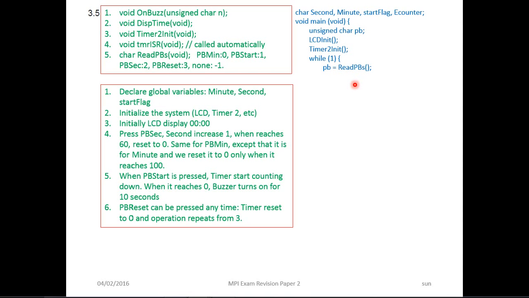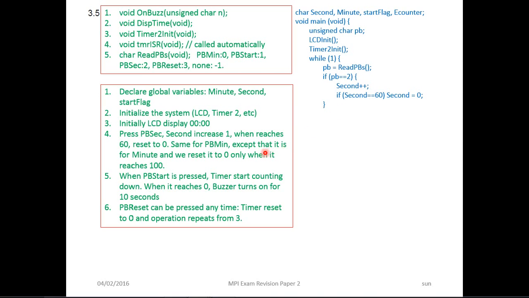We will then see if PB set is pressed. This is done by checking if the return value is 2. If it is, we will increase variable second by 1. After the increase, if it reaches 60, reset it to 0. And that's all the action needed when PB set is pressed.